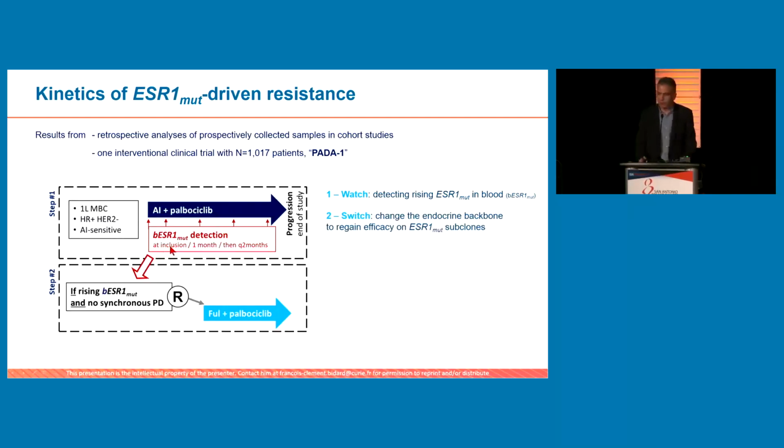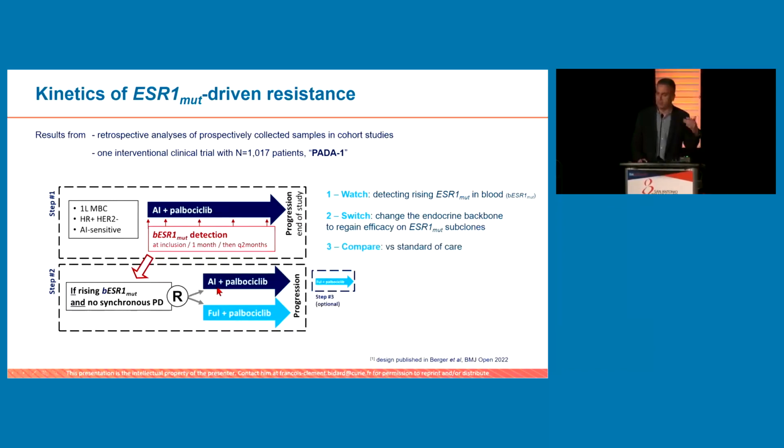But then the trial was also interventional. In patients with detected rising ESR1 mutation, when the mutation was detected at any time throughout the treatment, and if the patient had no synchronous disease progression, patients were randomized between a switch to fulvestrant and palbociclib or being maintained under the same treatment, which consisted of AI plus palbociclib. These patients were also crossed over to fulvestrant palbociclib at time of disease progression.